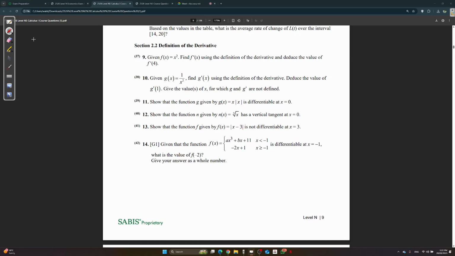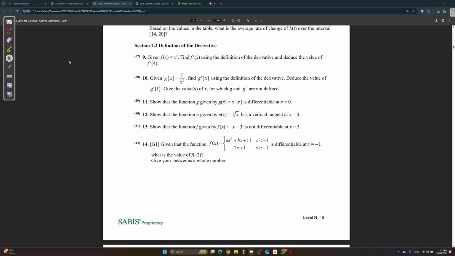Basically, differentiation. Now we're doing something called the definition of the derivative. Differentiation means derivative, so when you see that word, don't get scared. Previously we know that deriving x squared will get you 2x. It's just a rule, right? But now they want you to do it using the definition of the derivative.